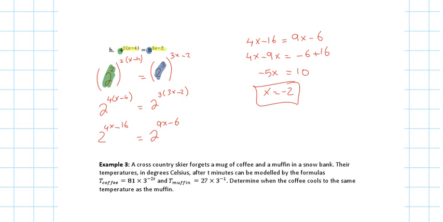You can check your work by plugging in negative 2 for each x and then see if that's going to give you the same answer.